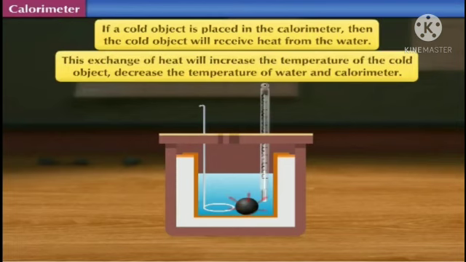Similarly, if a cold object is placed in the calorimeter, then the cold object will receive heat from the water. This exchange of heat will increase the temperature of the cold object and decrease the temperature of the water and calorimeter. In this way, all three attain the same temperature.